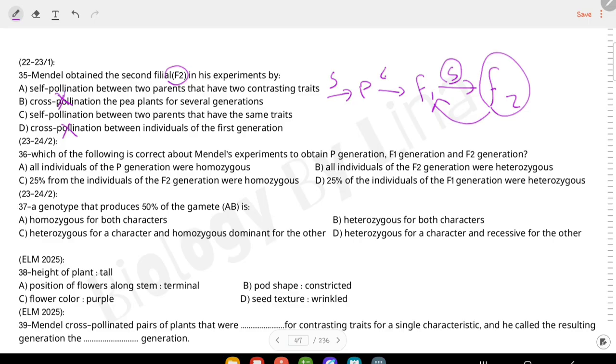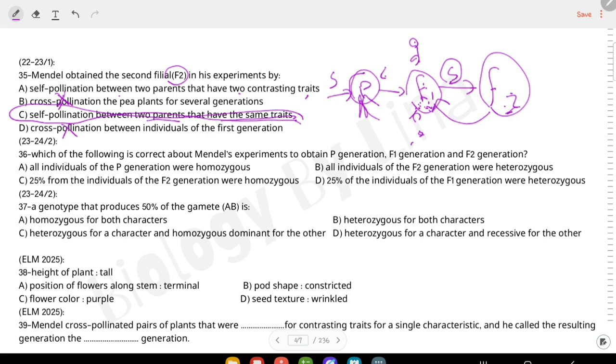We have self-pollination. Is it between two parents that have the same trait? Yes, the F1 are the parents for F2. And are they with the same trait? Yes, because they are all purple, for example, or all show the dominant trait here. So this one will be the correct answer. Is it self-pollination between two parents that have two contrasting traits? No, actually these are contrasting traits, not F1. F1, all of them have the same trait. So we get F2 by self-pollination of parents that have the same trait. We get F1 by parents that have contrasting traits.